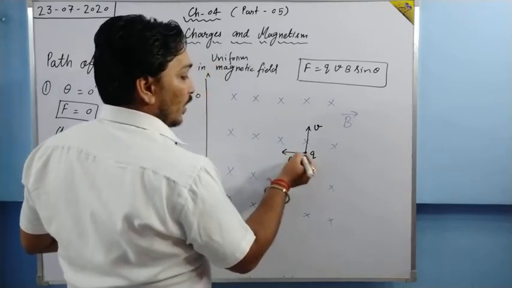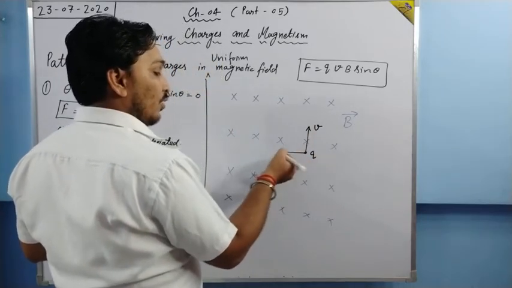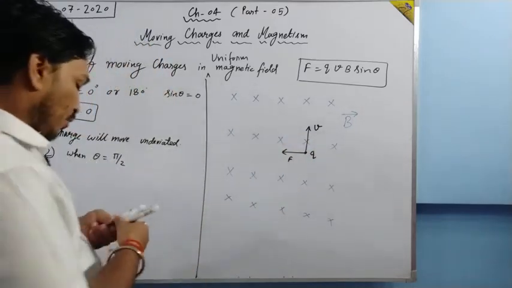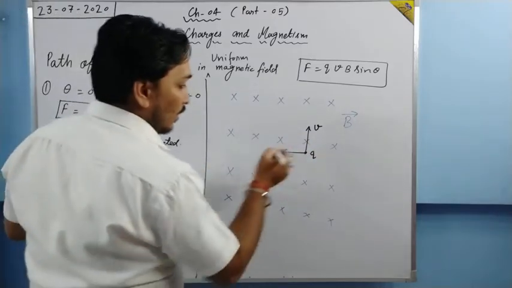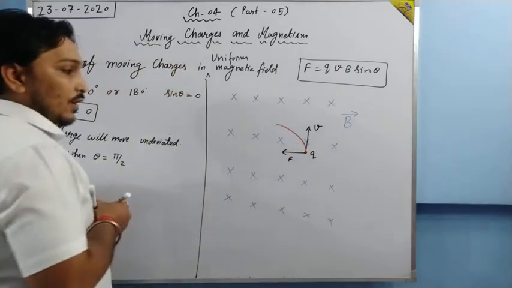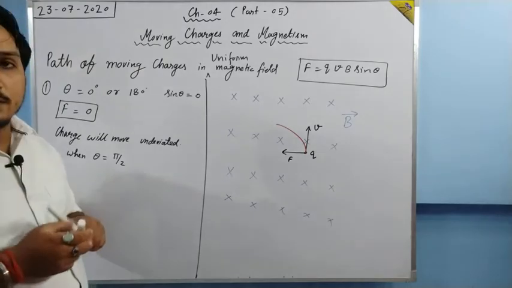Now, basically what will happen? The charge will go upward, the force will be acting towards it, and the charge will go like this. The path of the charge will be like this.